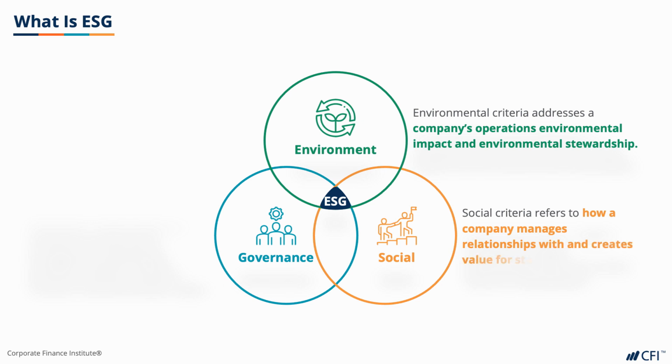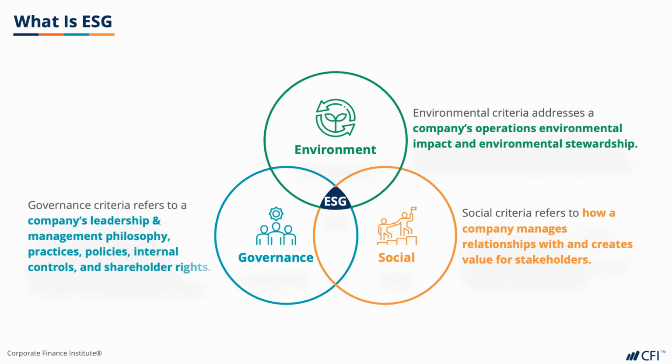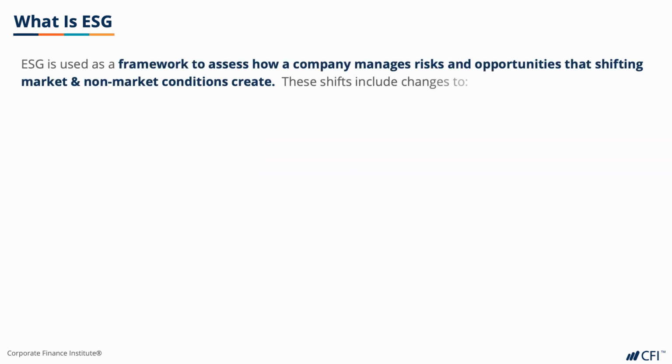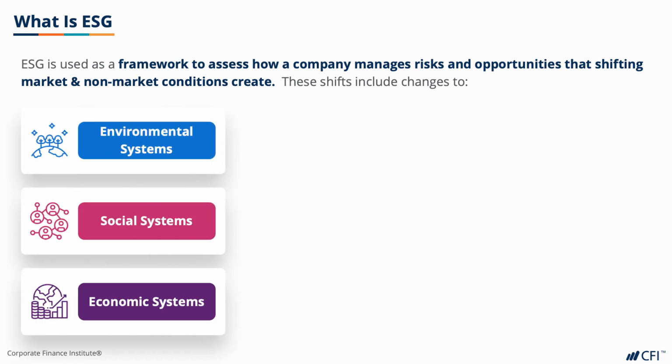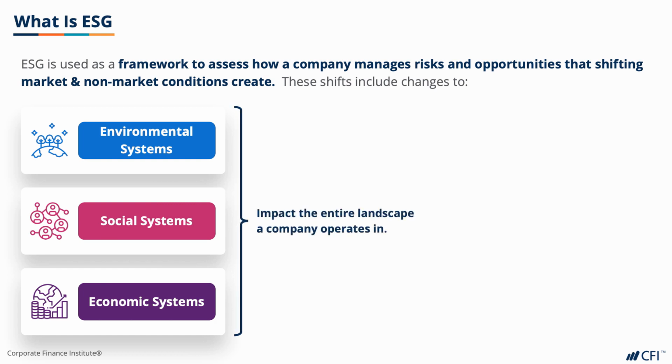Social criteria refers to how a company creates value for stakeholders and includes related concepts such as corporate purpose and societal impact. Governance ultimately refers to how a company is led and managed. ESG is used as a framework to assess how a company manages risks and opportunities that shifting market and non-market conditions create. These shifts include changes to natural systems, social systems, economic systems, ultimately impacting the entire landscape a company operates in.